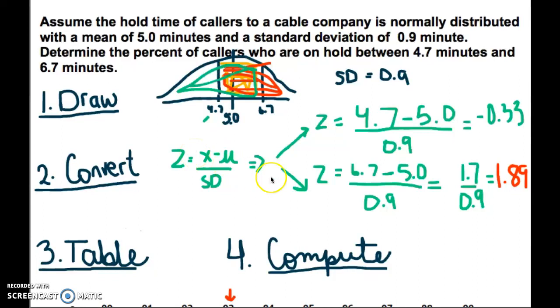Also down here, I've created one with the 6.7. So I do 6.7, which is my value, take away my mean, which is 1.7, divided by 0.9, which gives me a z-score of 1.89. And I just have them in 2 different colors so that we'll be able to see them in 2 different colors on the table below.